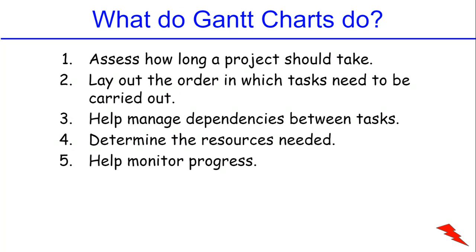So what do Gantt charts do? Well, number one, they assess how long a project should take. Number two, they lay out the order in which tasks need to be carried out, and that's very important. When you're looking at your timelines and your PERT charts, you're taking that information and laying it out in which tasks are critical tasks and non-critical tasks. Number three, they help manage dependencies between tasks. So you have a visual of which tasks are dependent upon other tasks. Number four, you determine the resources needed. And number five, it really helps you monitor that progress.